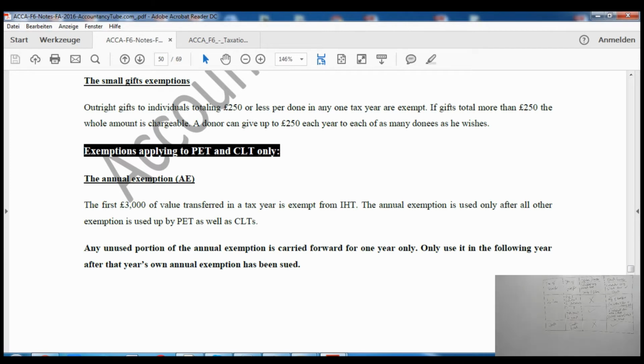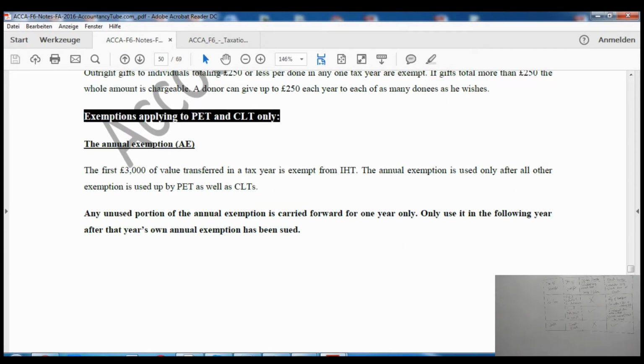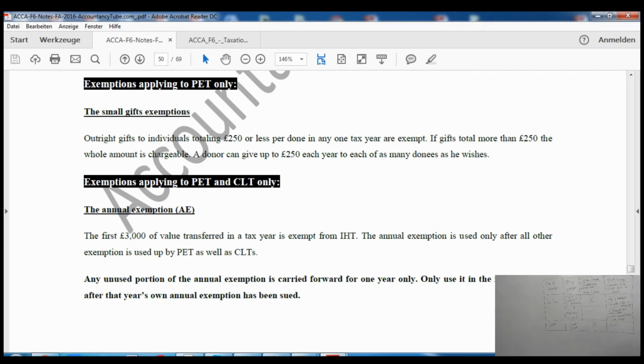As you can see on your screen, it says outright gifts to individuals totaling 250 pounds or less per donee in a tax year are exempt. If the gift total is more than 250 pounds, the whole amount is going to be chargeable. A donor can gift 250 pounds to as many donees as he wants because it is exempt under the small gift exemption. However, please remember this exemption, small gift exemption, only applies to potentially exempt transfer.